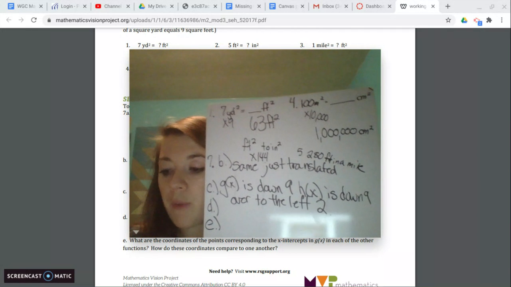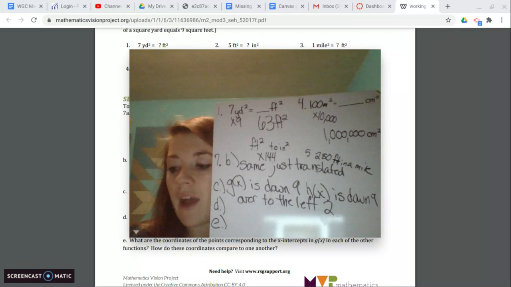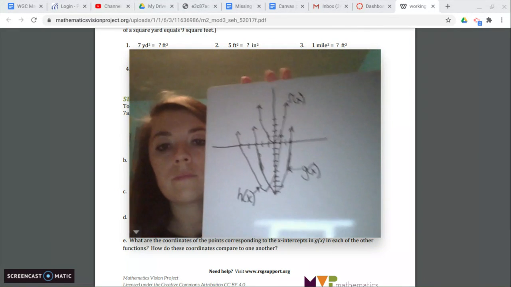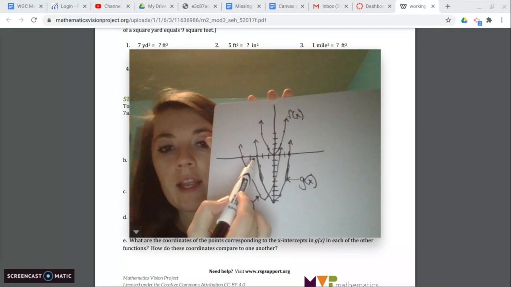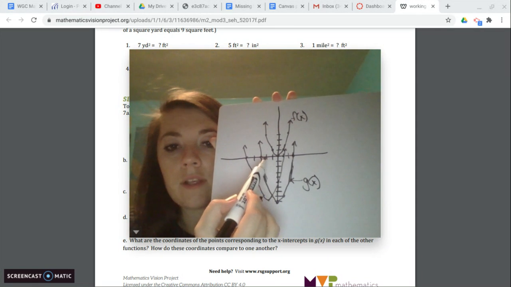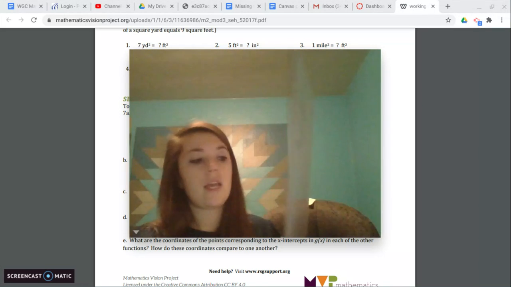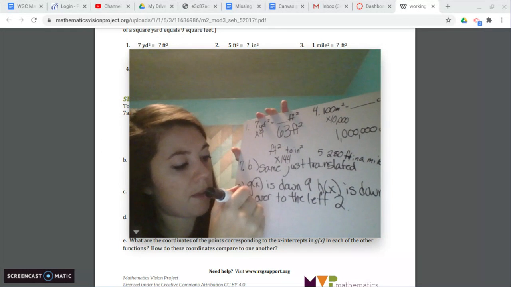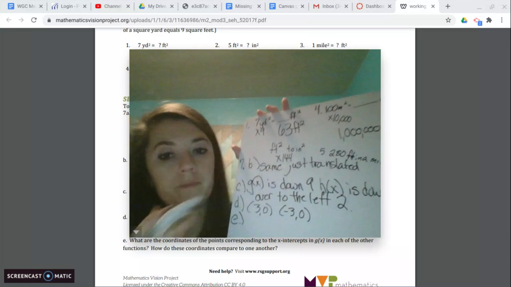For D, look back at the functions above and identify the x-intercepts of g of x. What are they? So if we look back, here's our g of x. Notice it's crossing here and here, which is at 1, 2, 3, or -1, -2, -3. So it's at +3 and -3 are our x-intercepts. So 3, 0, -3, 0.